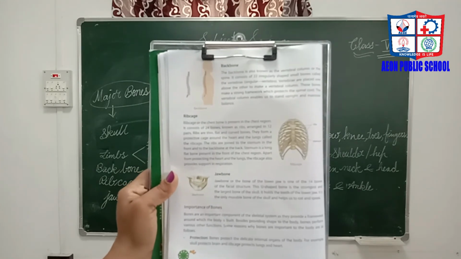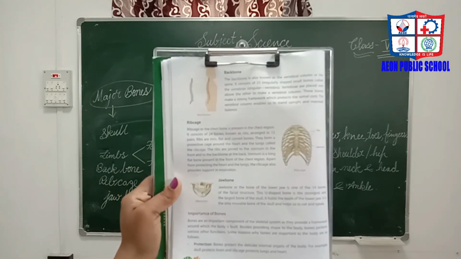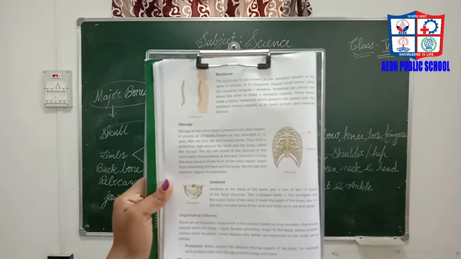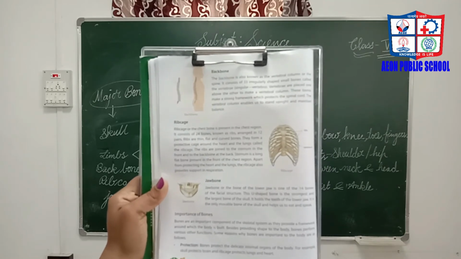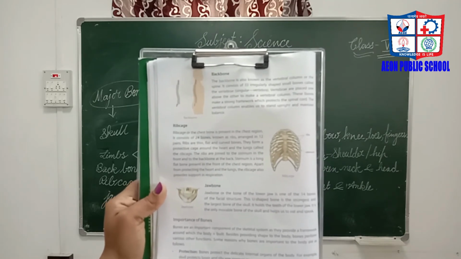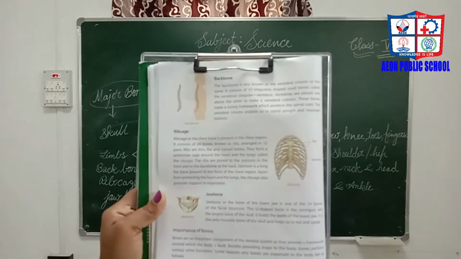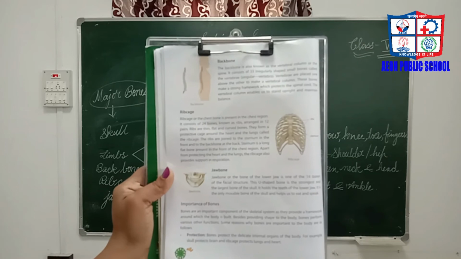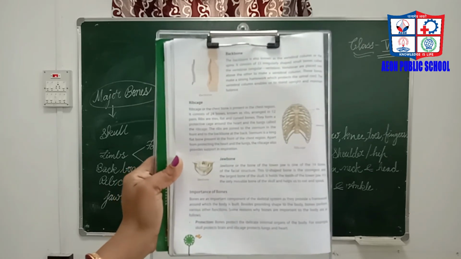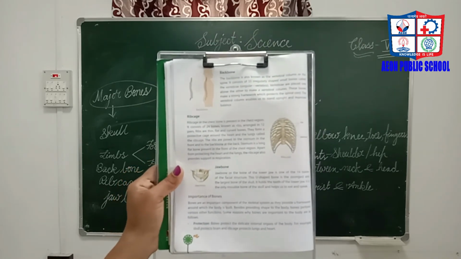These bones make a strong framework which protects the spinal cord. The vertebral column enables us to stand upright and maintain balance. So this backbone enables us to stand upright and maintain the balance of the body. Clear?